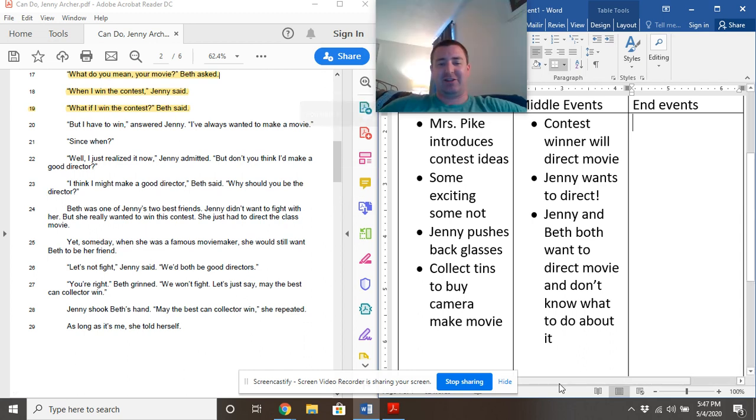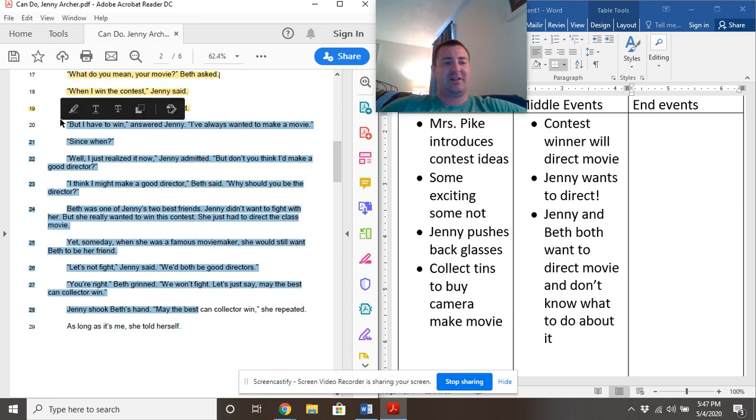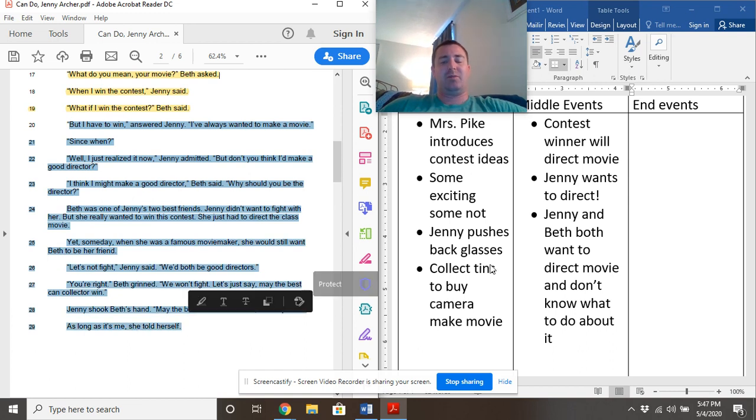Sorry, the cat's trying to get in the room again. Let's go ahead and find our events here to summarize the story. We know the problem in the story is Beth and Jenny get into this tussle. How is that resolved at the end of our story? So go ahead and find that piece of evidence or pieces of evidence and put that in your end event.